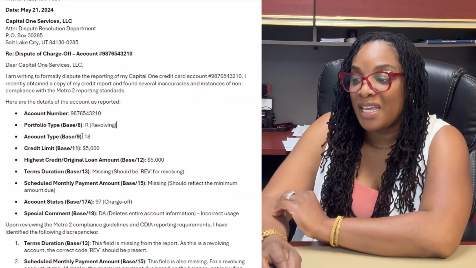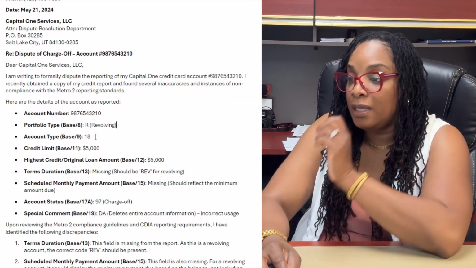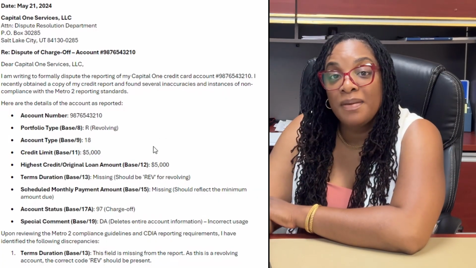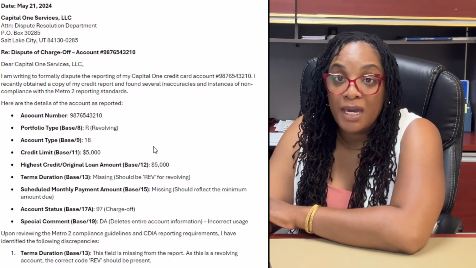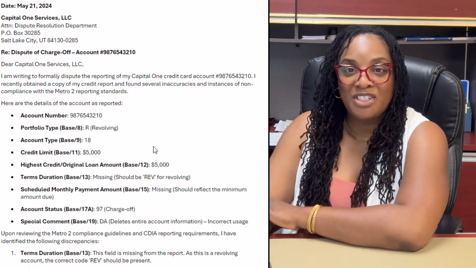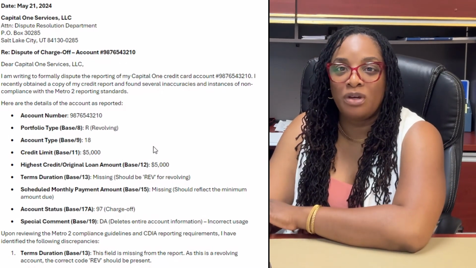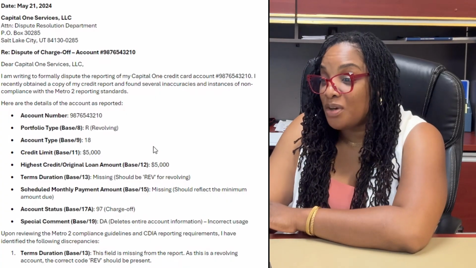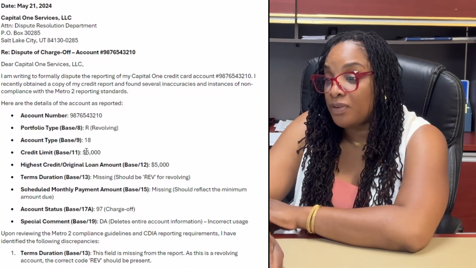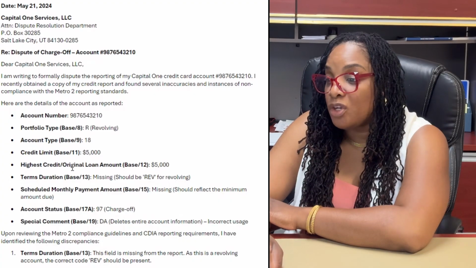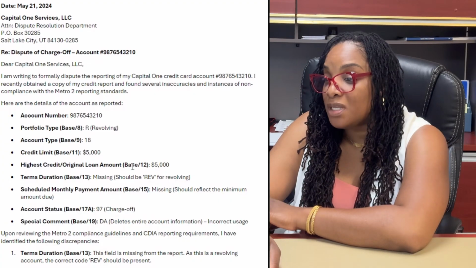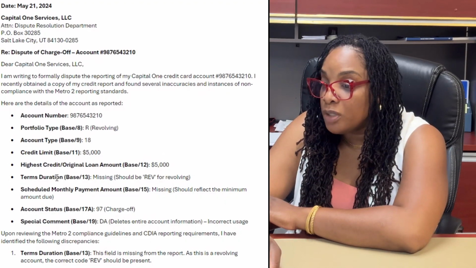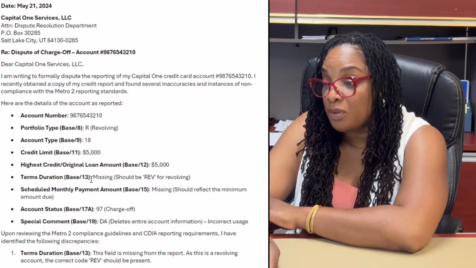Account type is base segment field 9. And account type base 9, the number 18 basically is the code for bank card. So that you can get more of an idea of what your Metro 2 codes are so you can actually use them. All right, so credit limit is base field 11. High credit or original loan amount is base segment field 12. Terms duration, base segment field 13.